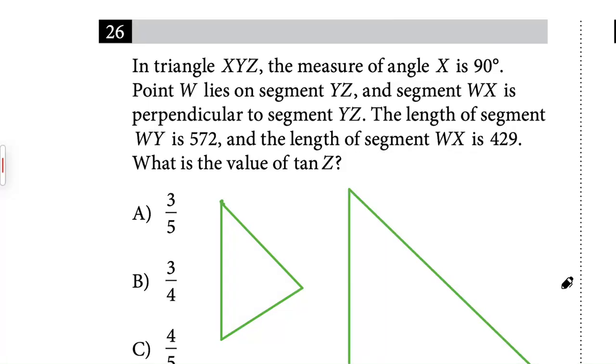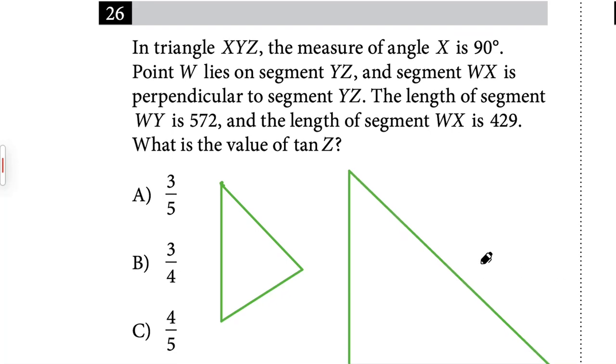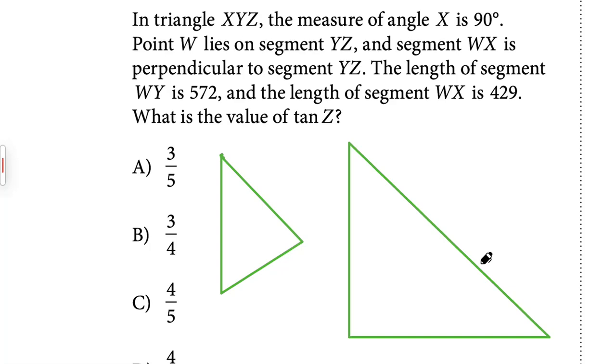Question number 26. This question has a lot of information. So, whenever a question has a lot of information, our first job should be to break this information into smaller parts so that we can understand it better, right? Okay. So, first, here is a triangle XYZ and the measure of angle X is 90 degrees. So we are talking about a right triangle.